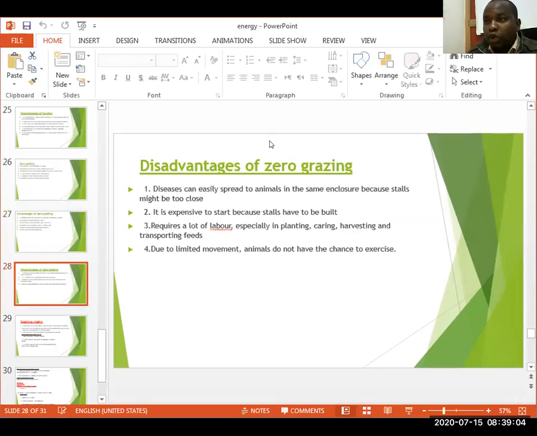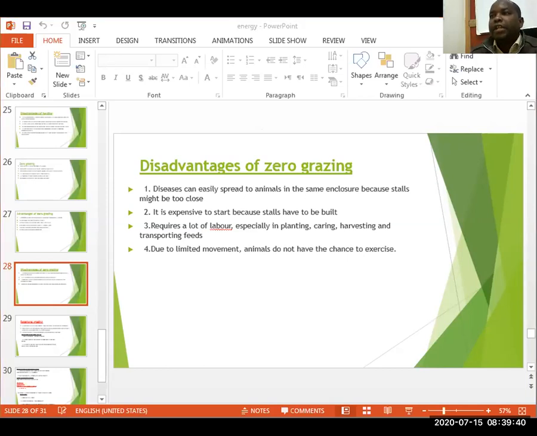Now, we also looked at the disadvantages of zero grazing, whereby we said that diseases can easily spread to animals in the same enclosure because stalls might be too close. Number two, it is expensive to start because stalls have to be built. Number three, it requires a lot of labor, especially in planting, caring, harvesting, and transporting feeds. Due to limited movement, animals do not have chances to exercise. Those are the disadvantages.